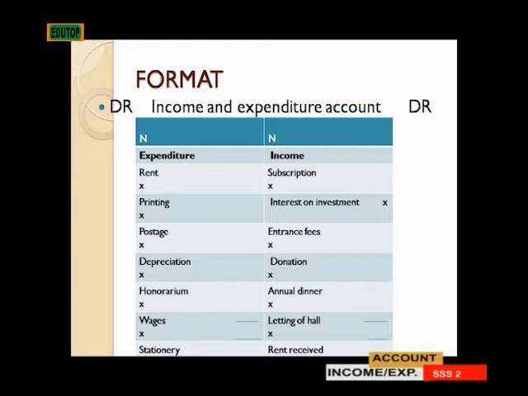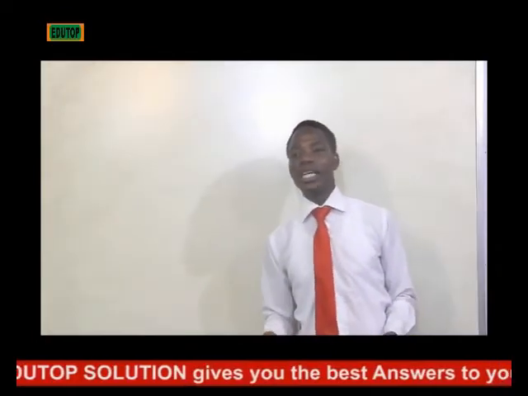If the income is higher than the expenditure, we have a surplus of income over expenditure. If expenditure is greater than the income, we have a deficit at the end of the day.